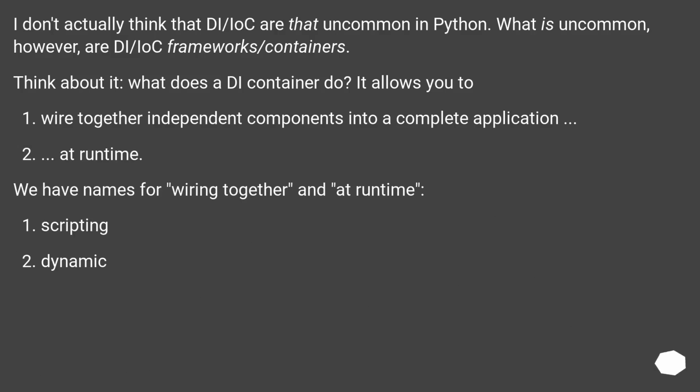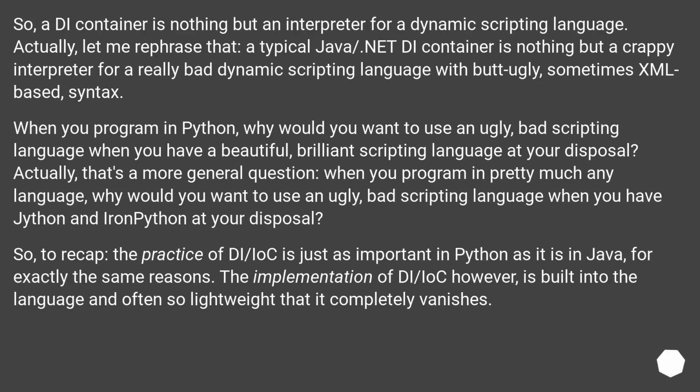I don't actually think that DI/IoC are that uncommon in Python. What is uncommon, however, are DI/IoC frameworks/containers. Think about it. What does a DI container do? It allows you to wire together independent components into a complete application at runtime. We have names for wiring together and at runtime: scripting, dynamic. So, a DI container is nothing but an interpreter for a dynamic scripting language.